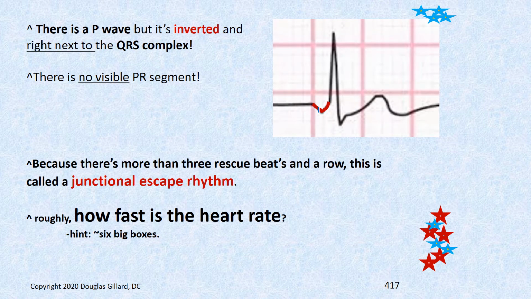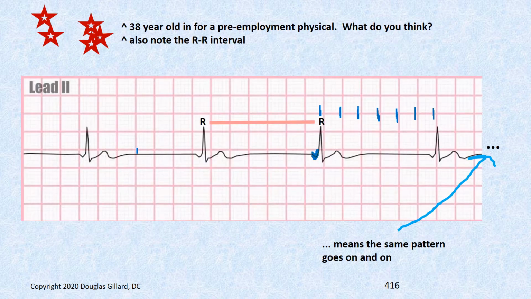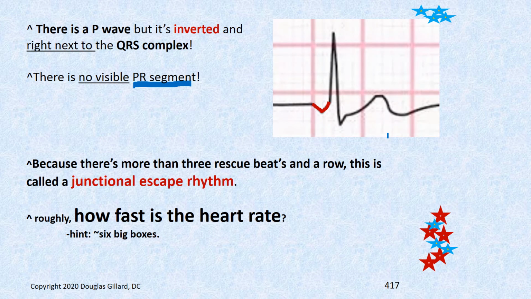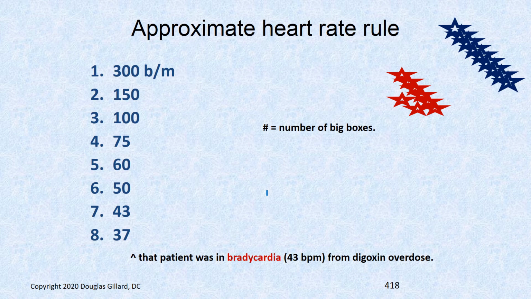Right? So everything I just kind of said, there's the P wave, but it's inverted. There's no PR segment, right? PR segment is absent. And because there's three or more of these, this is called a junctional escape rhythm. Junctional escape rhythm. The patient had a heart attack or something. His SA node is broken. It's not doing anything. Right?